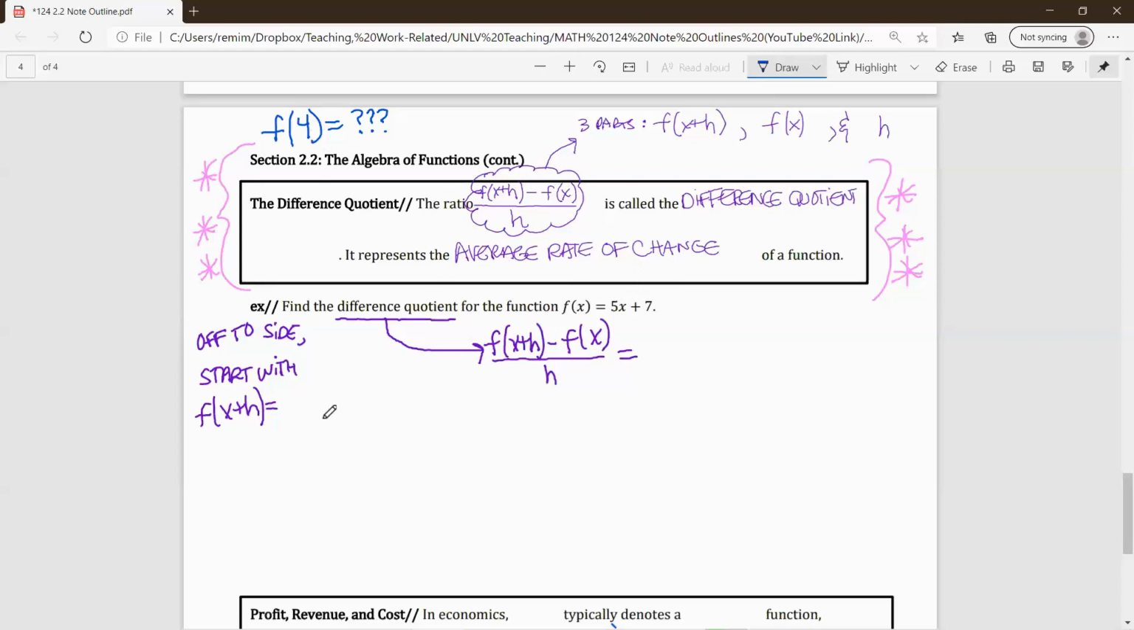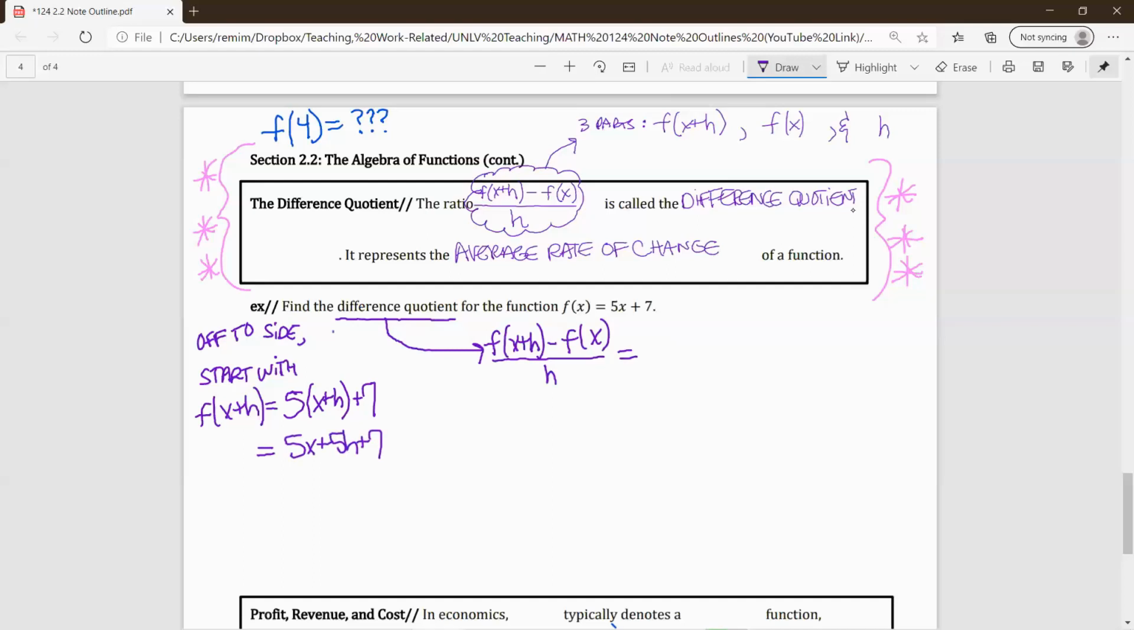So now back to the one that we were working on. That's exactly what we're going to do here. Instead of replacing this x with the 4, we're going to replace the x with x plus h. So I get 5, and instead of writing x here, we replace the x with x plus h. And then there's a plus 7 at the end, so I'm going to write plus 7 equals. And I'm just going to simplify this. Distribute that 5, so I get 5x plus 5h plus 7.